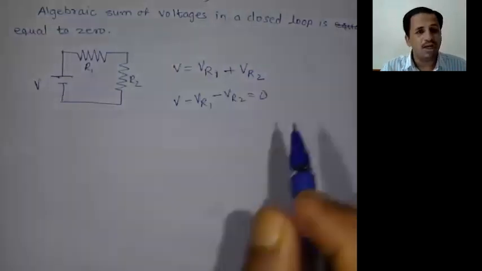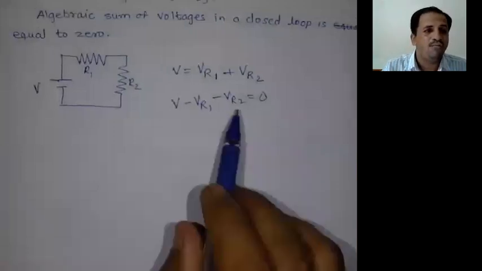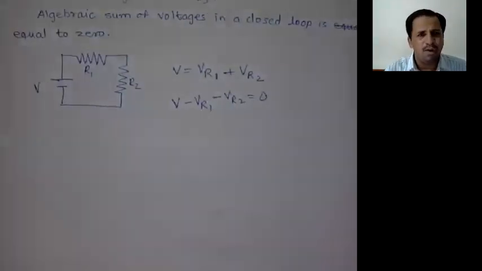Here you have to get the value, that is the supply voltage V equal to VR1 plus VR2, or V minus VR1 minus VR2 equal to 0. In simple terms, the applied voltage is the sum of the voltages across each component. Whatever the supply voltage, you get some voltage across each component, and the total summation of those voltages is the given voltage.